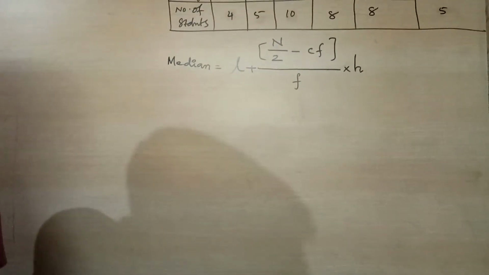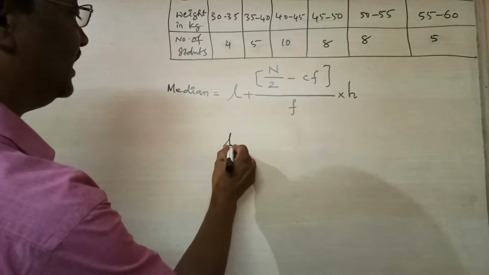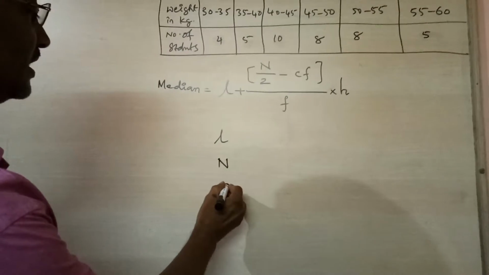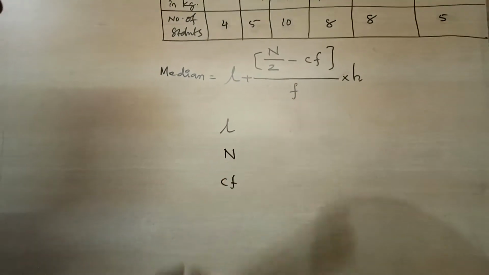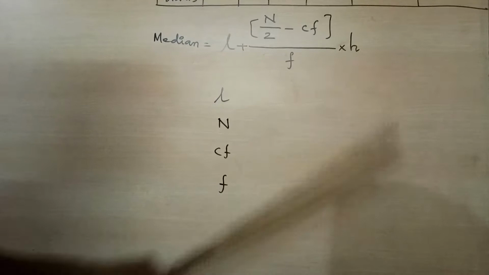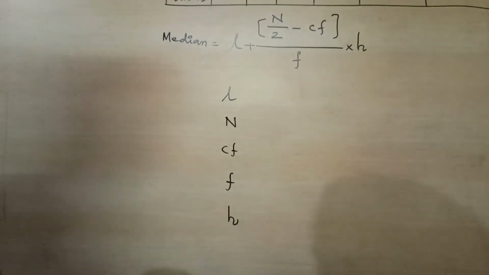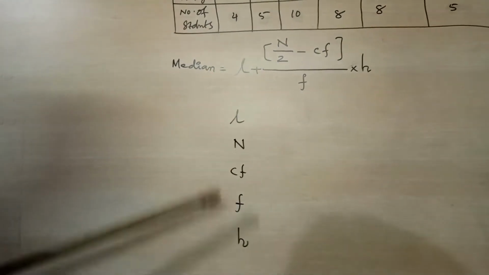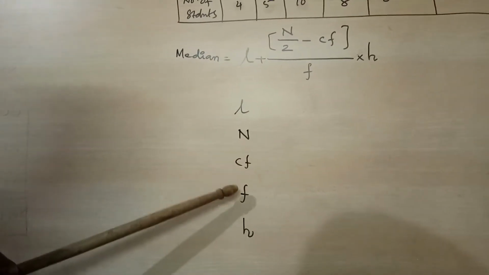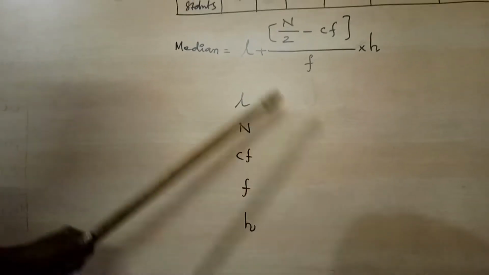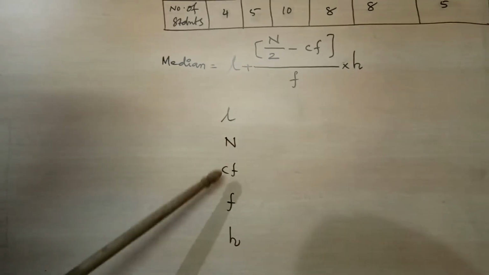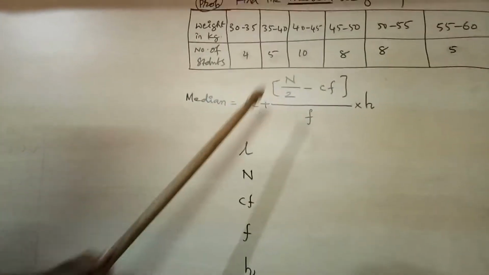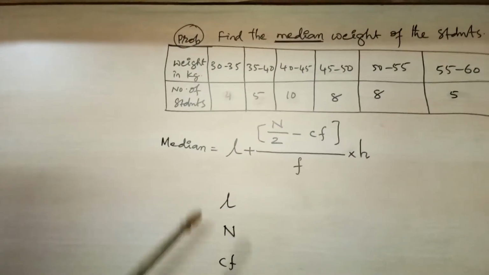These are required. We should know the L value, N value, CF value, small f value, h value. It means the answer of the median depends upon these variables L, N, CF, f, h. We will see how we get L, N, CF, f, h from this table. By using this table only, we have to derive these 5 variables.